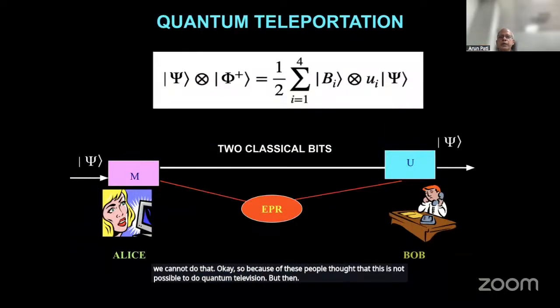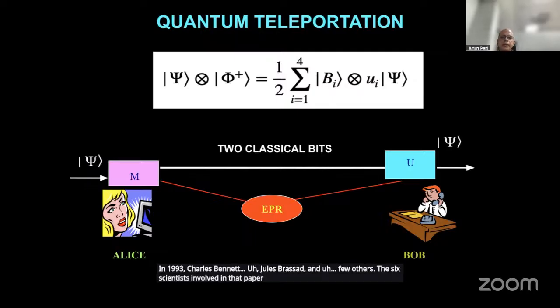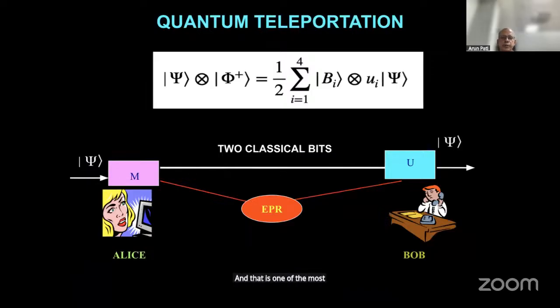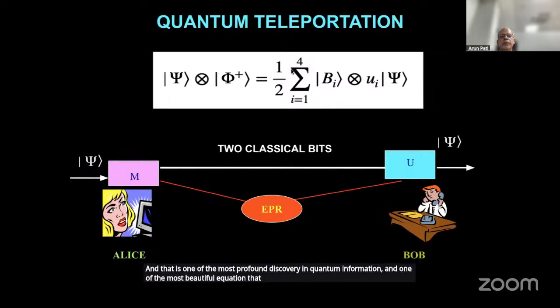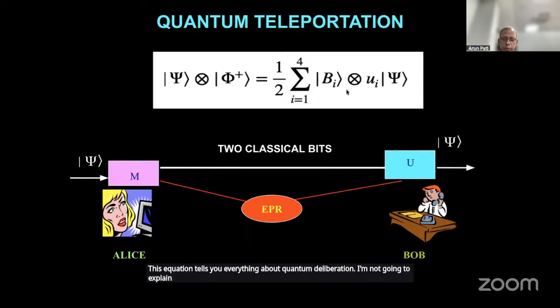But then in 1993, Charles Bennett, Gilles Brassard, and a few others, six scientists involved in that paper, came up with the idea that if you use an entangled state, then you can do quantum teleportation. That is one of the most profound discoveries in quantum information, and one of the most beautiful equations that you will see is this equation that I displayed here. This equation tells you everything about quantum teleportation. I'm not going to explain this. I just thought I would flash it.